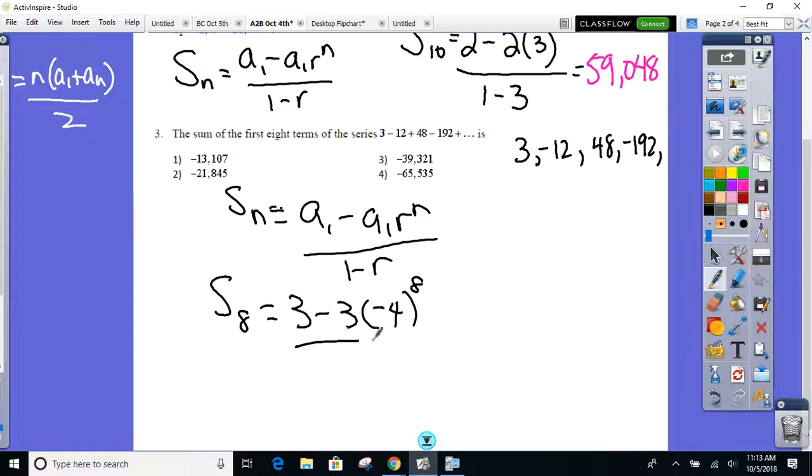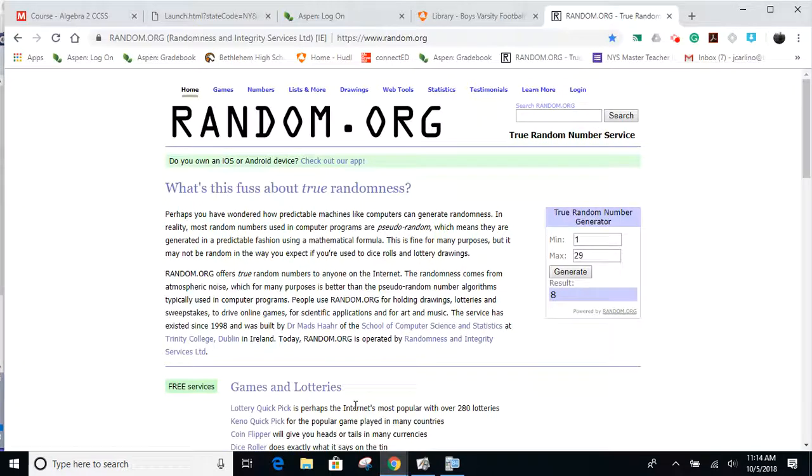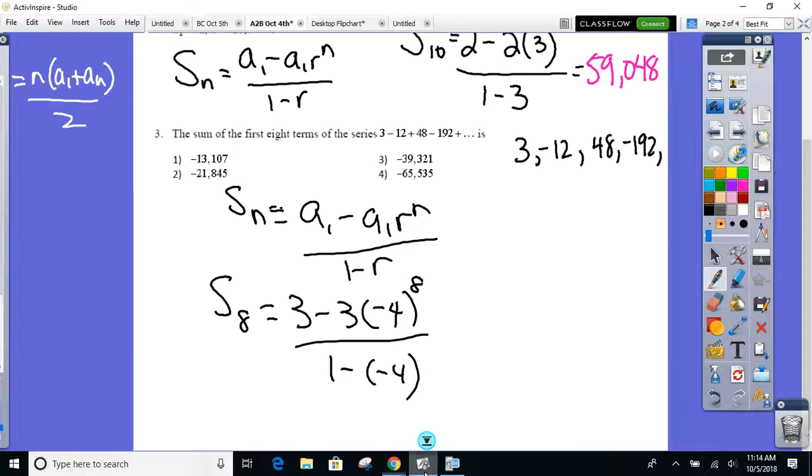Raised to the 8 all over 1 minus, ooh, what's going to happen there? What was your R value? -4. What's going to happen in the denominator? It's going to end up being +4 because it's 1 minus that -4. All right, go ahead, go to the calculator, make sure we can do this. However long you take, I don't care. Yep, -39,321. Nice job. When I add those 8 terms up.